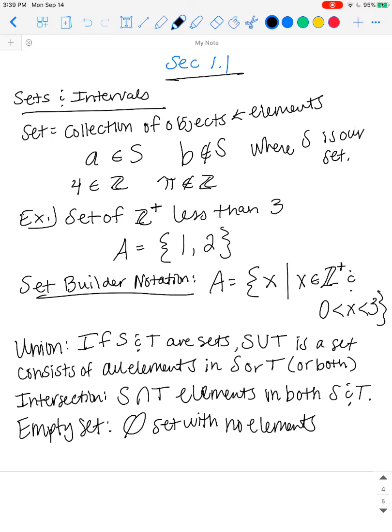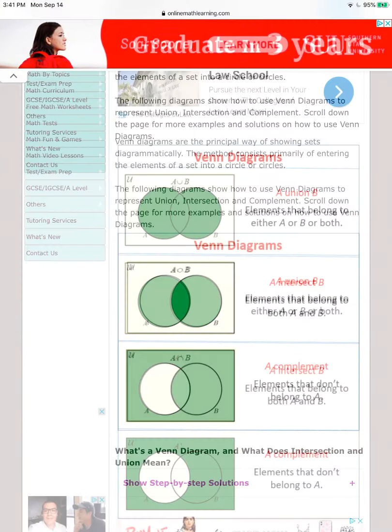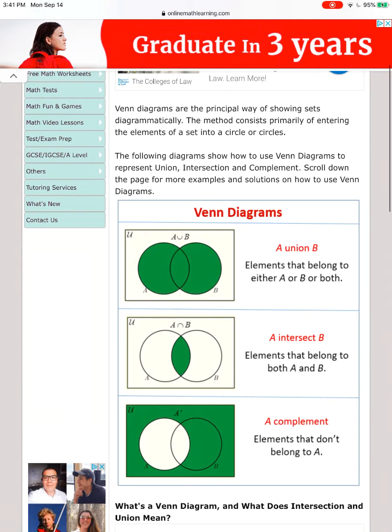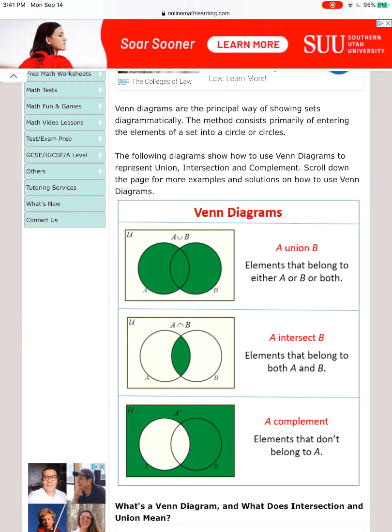Okay. I'm going to stop real quick so I could show you guys a picture. Alright, so this is a picture of a Venn diagram. So these are really helpful for understanding unions and intersections and complements. So A union B is elements that belong to either A or B. So everything's kind of highlighted there. A intersect B is elements that belong to both A and B. So that's the overlap. So even if you look up Venn diagrams for unions and intersections, you could always find your favorite one. So this is just one that I like. And then U is called the universal set.